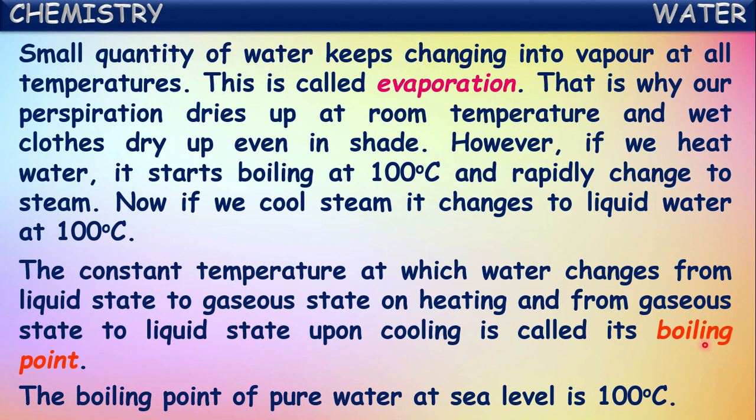The boiling point of pure water is 100 degrees Celsius. That means on heating water to 100 degrees Celsius, it starts converting into steam or gaseous form. That is called the boiling point of water. In the reverse way, if you cool the steam to 100 degrees Celsius, it starts converting into liquid water. So the condensation point of water is also 100 degrees Celsius. These two occur at the same temperature. Condensation and boiling both occur at 100 degrees Celsius only.